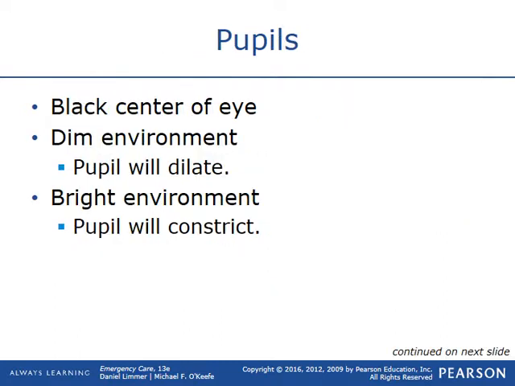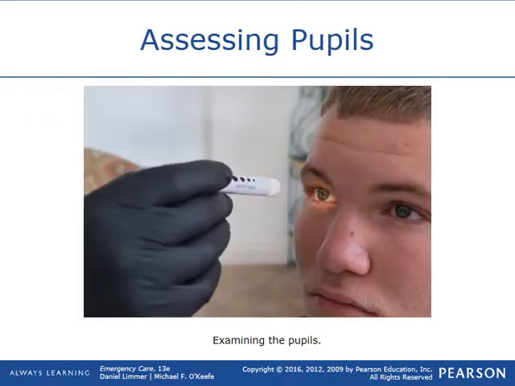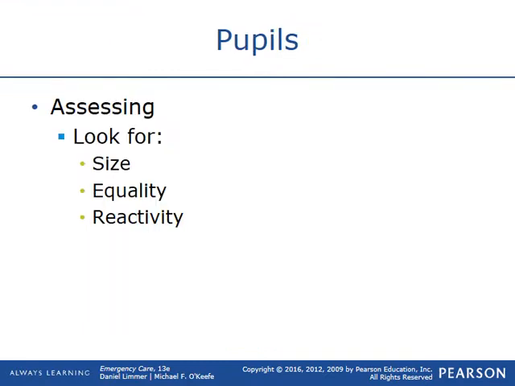The pupils are the black center of the eye. In a dim environment, the pupil will dilate to let more light in, and in a bright environment, the pupil will constrict to try to keep some of that light out. When you're assessing the pupils, note the baseline size. Then cover one eye and shine a light into the other eye, and repeat with the opposite eye. What we're looking for is size, equality, and reactivity.